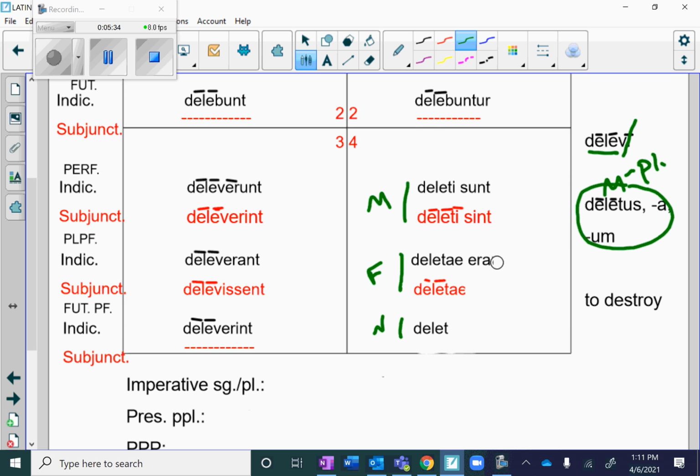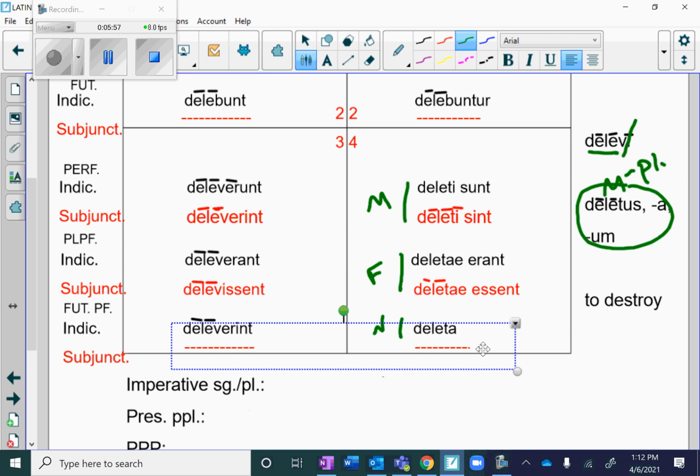Now we're going to use the imperfect of the verb to be, erant. For the subjunctive, we're going to do the same thing. We're going to use the imperfect of the verb to be, but we're going to make it subjunctive, essent. And finally, the future perfect indicative, I've done neuter plural here, deleta, and then we're going to use the future indicative of the verb to be, ero, eris, erit, erimus, eritis, erunt. Erunt. They will have been destroyed.